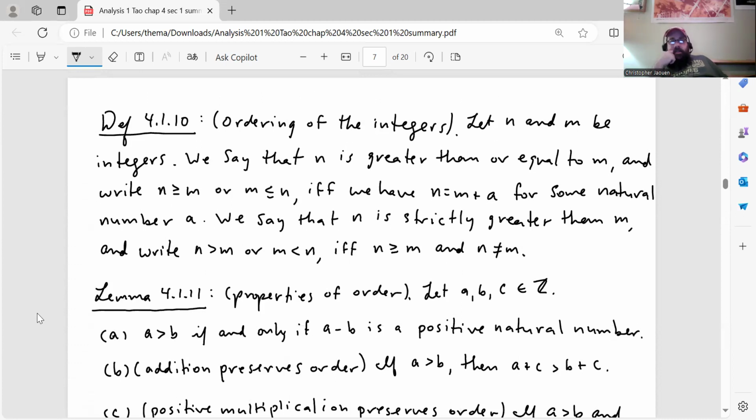Almost to the end of the section, actually. Definition 4.1.10, ordering of the integers. Let n and m be integers. We say that n is greater than or equal to m, and write n ≥ m, or m ≤ n, if and only if we have n equals m plus a for some natural number a. We say that n is strictly greater than m, and write n > m, or m < n, if and only if n is greater than or equal to m, and n is not equal to m. So this is almost word for word the same definition of ordering of the natural numbers.